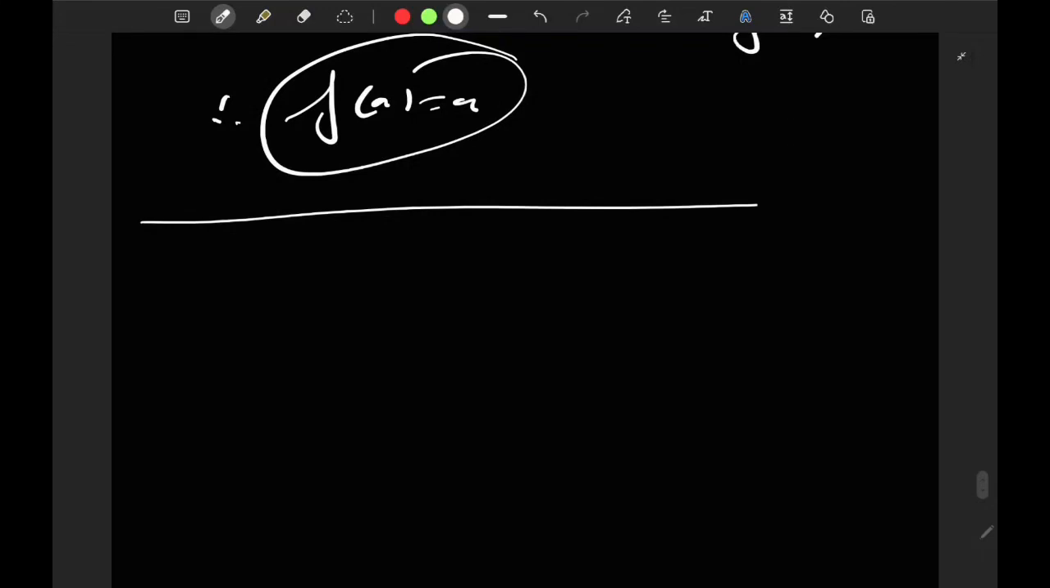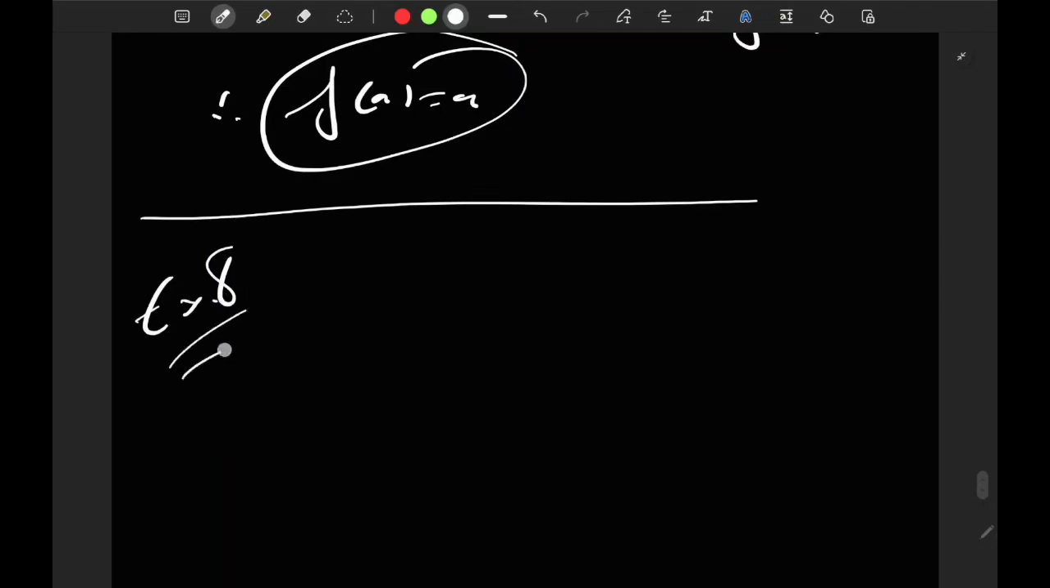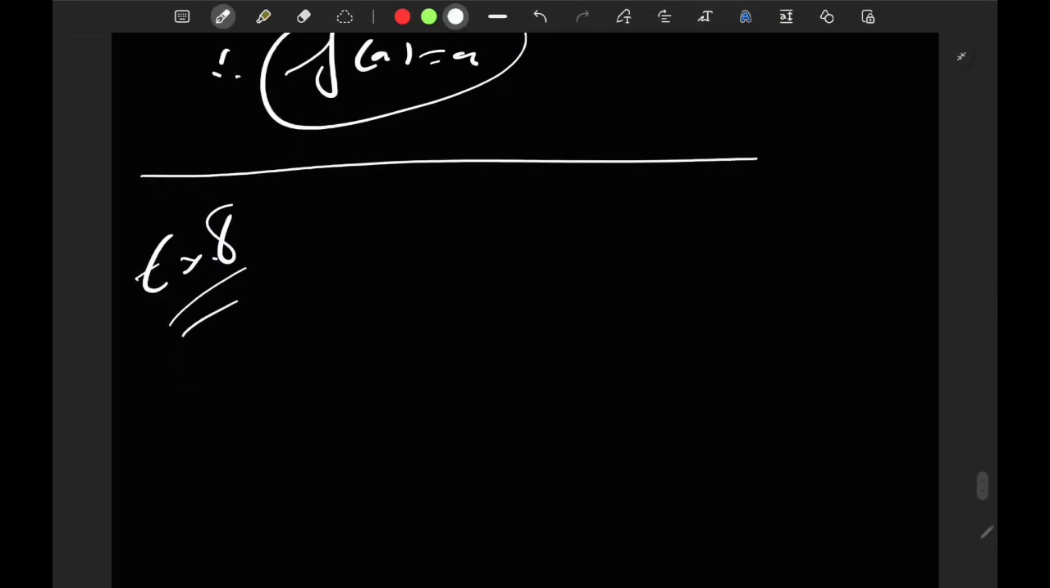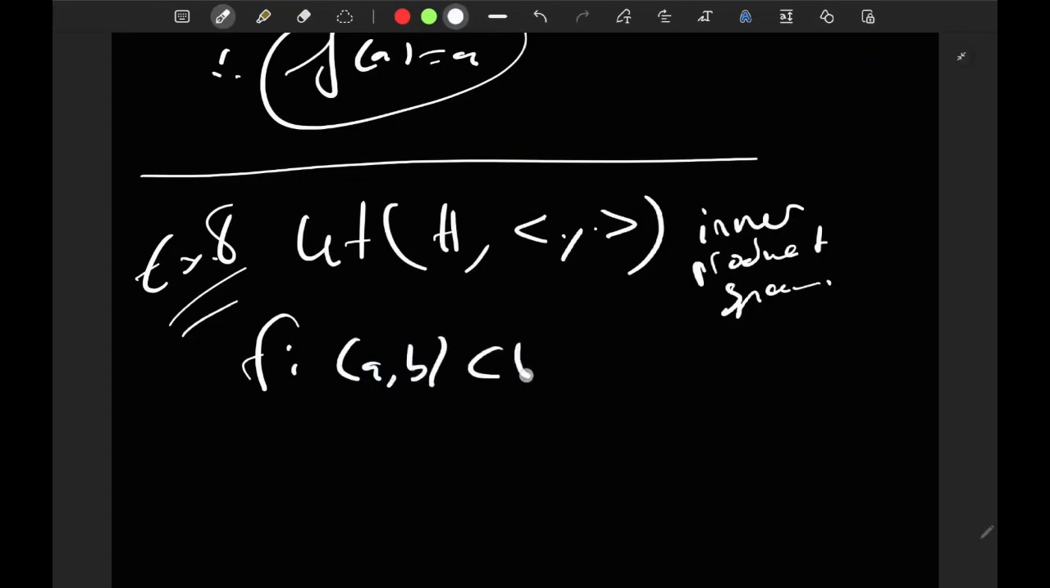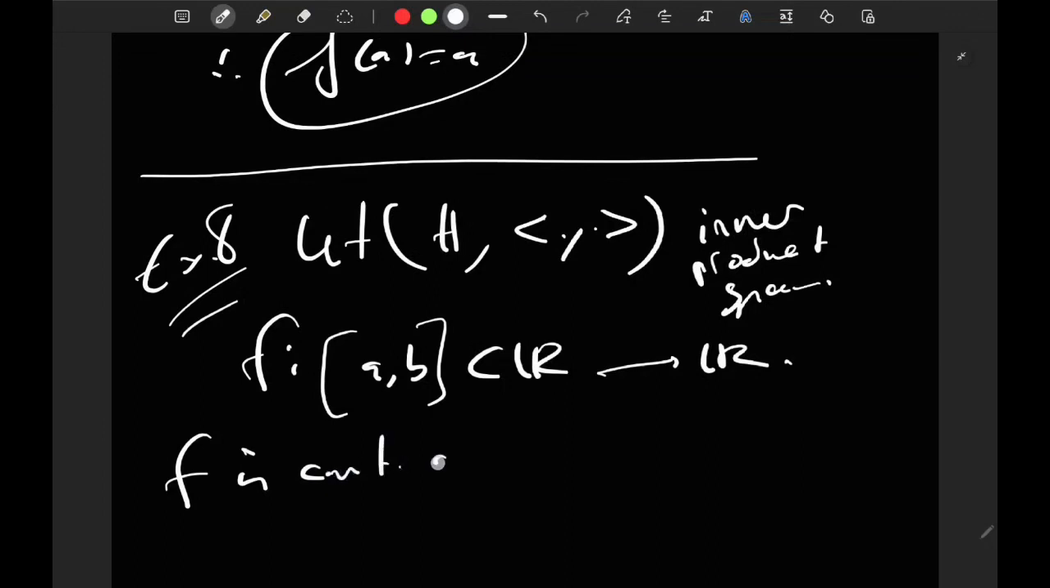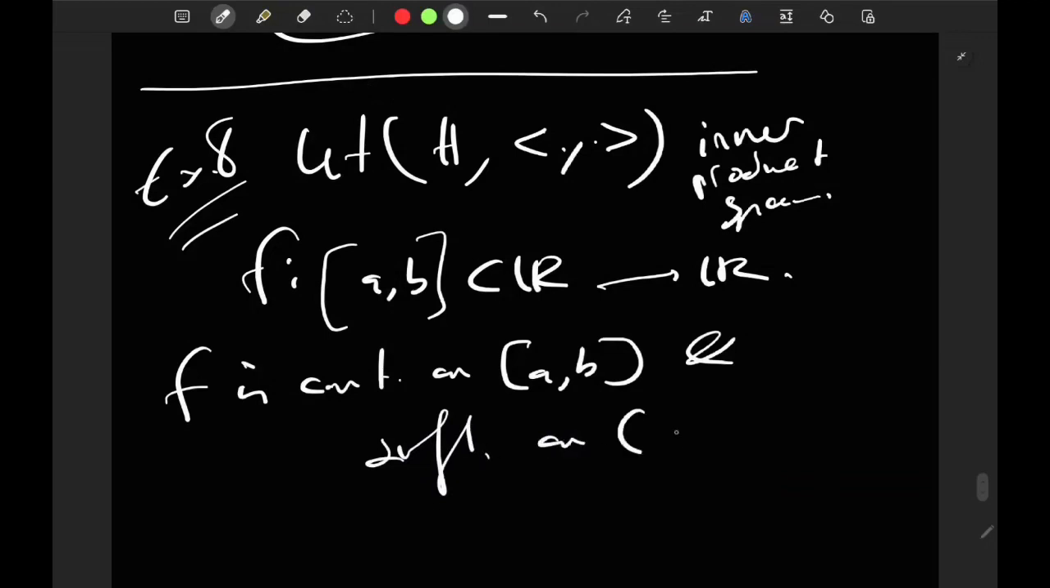Now let's do the last exercise for today, exercise number 8 on the sheet. Okay, so exercise 8, it's a rather cute exercise. Let H be a pre-Hilbert space or an inner product space, not assuming that it's a Hilbert space, okay? And f from the closed interval [a,b] to R, assuming that it's a continuous function. So f is continuous on the closed [a,b] and differentiable on the open (a,b), okay?